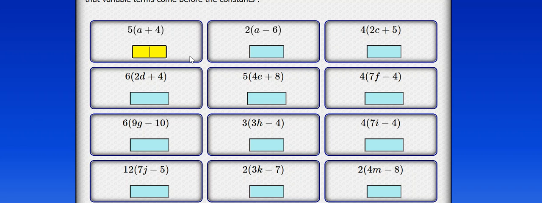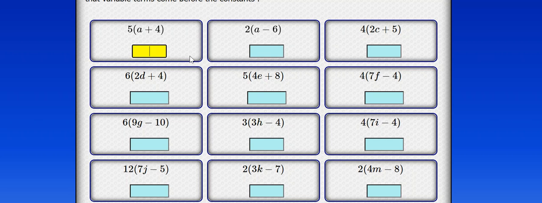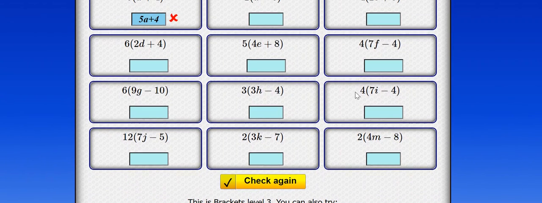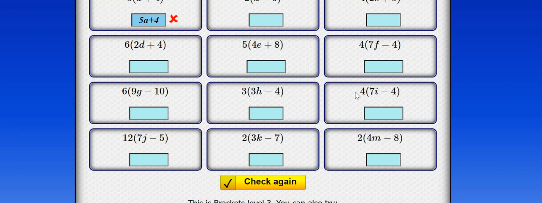Now, what I would like you to do, right? Because what you can do, for instance, you go in here. Can you tell me what the answer is, anyone? Just without even writing anything down. 5a plus 4. Okay, I can put that in. I can click check, and I can go, okay. So 5a plus 20.